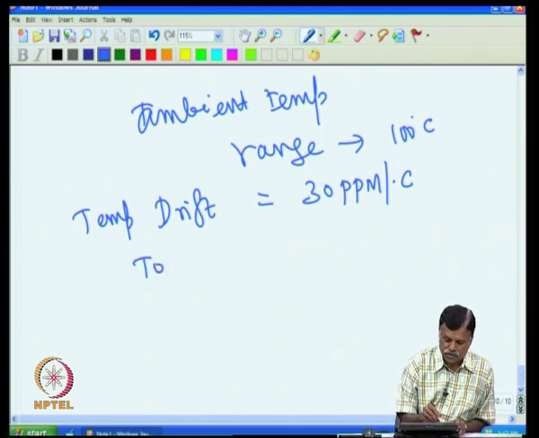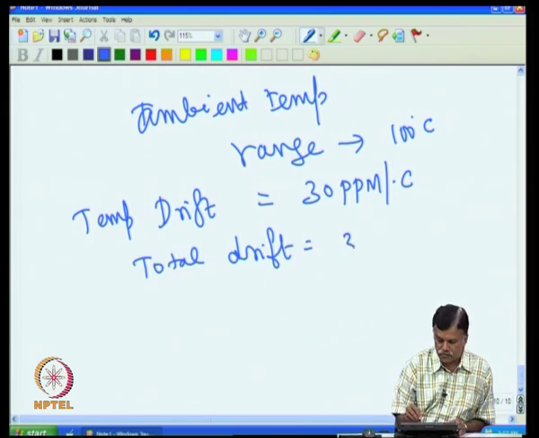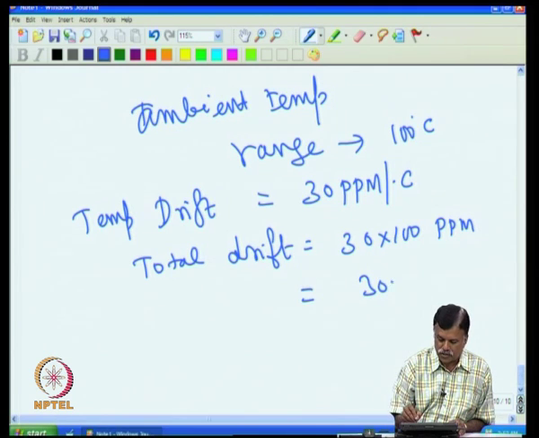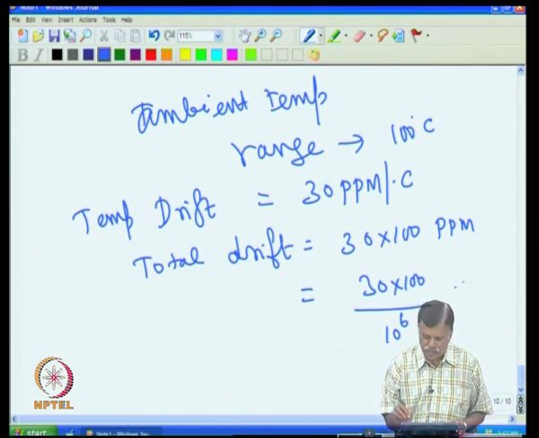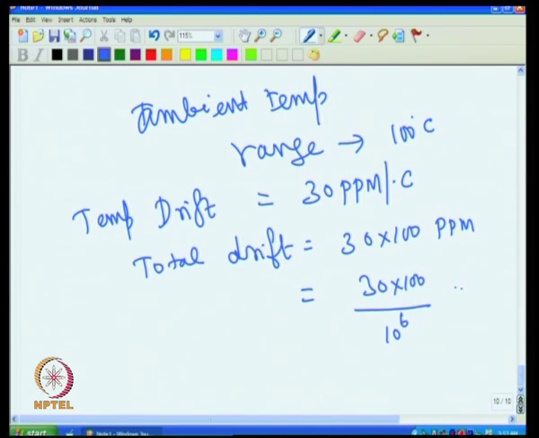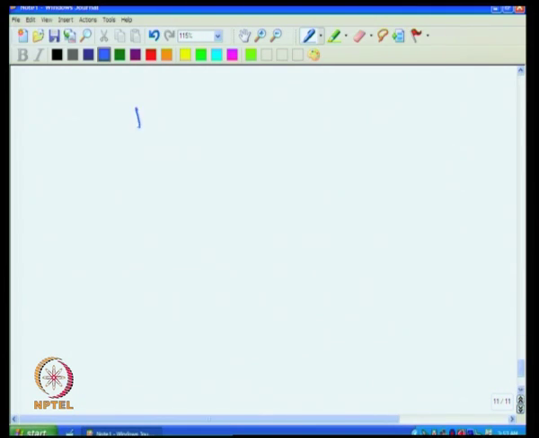So, total drift will be 30 into 100 ppm, that will be equal to 30 into 100. ppm means 1 in 10 power 6, that many parts it can change, but the original voltage is 2.5 volt. So, for 2.5 volt, what will be the change? I will see the total change for 2.5 volt.